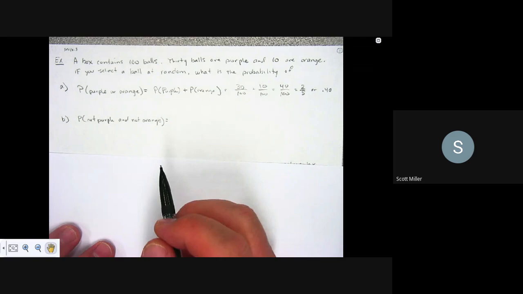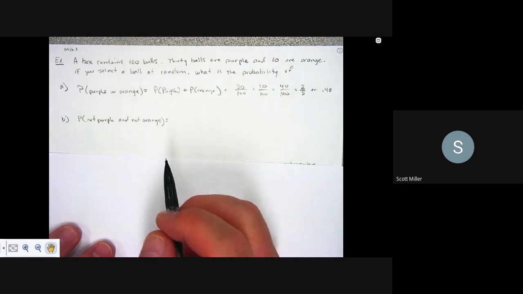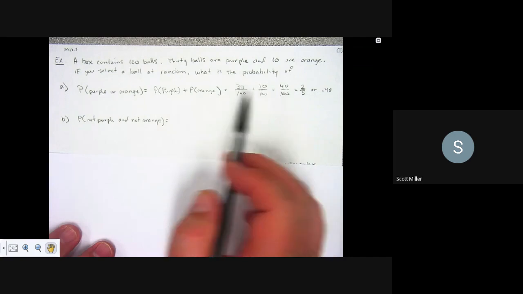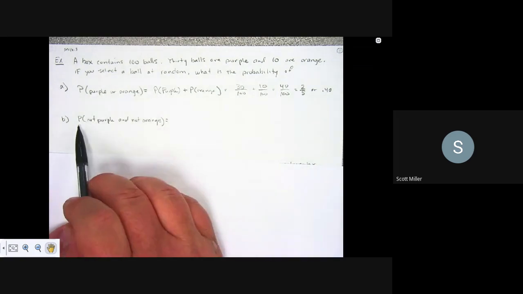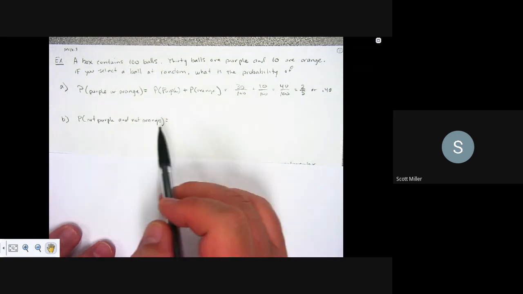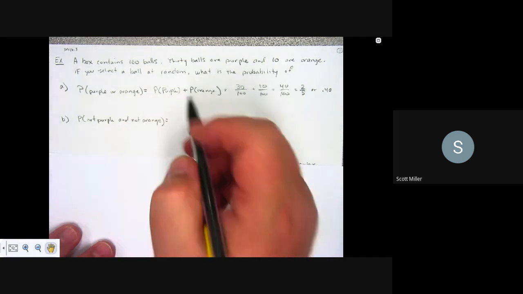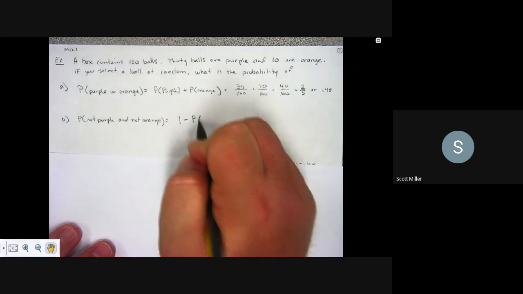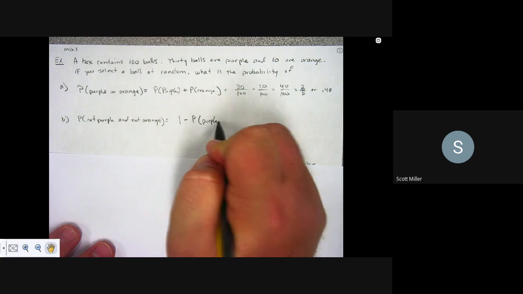Okay. What is the probability that it is not purple and not orange? Okay. So that's literally the complement of what we just found. So the probability of purple and orange, well, the complement, if it's not purple and not orange, then it's not in this. And so therefore it is the complement. So it'd be 1 minus the probability of a purple or orange.